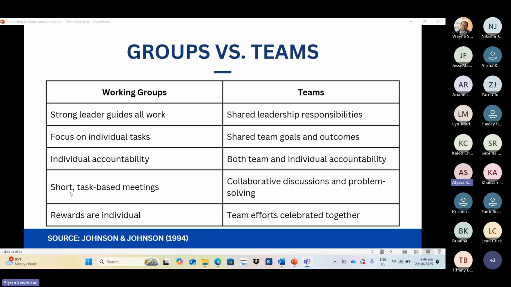Not every group is a team, right? While both involve interaction, teams have a deeper level of connection, shared identity, and interdependence. So this table shows the differences. Teams share leadership and responsibility, and meetings are more interactive and productive. Everyone contributes and celebrates success together. But in contrast, working groups tend to be more individualistic.